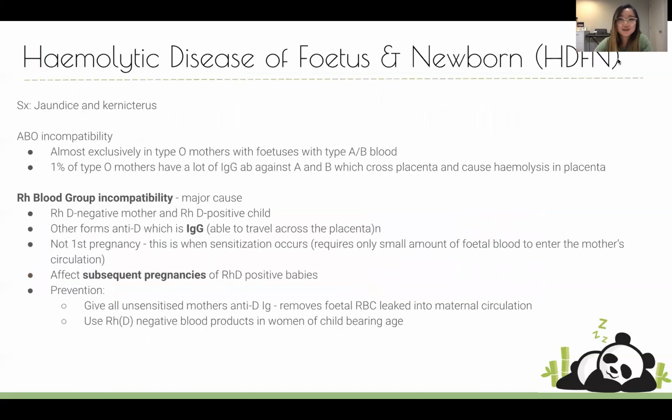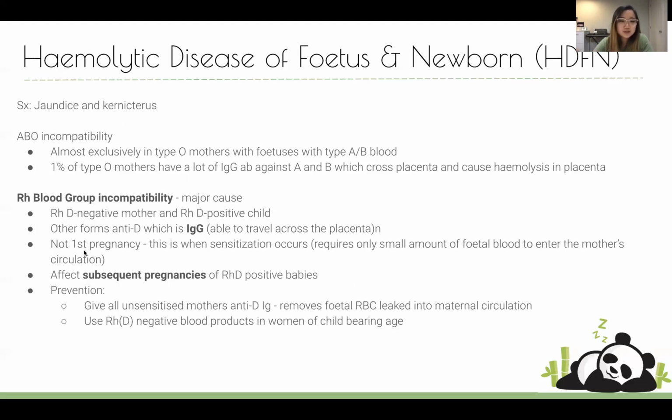Amazing. So hemolytic disease of the fetus and newborn, so HDFN. Basically, it's a jaundiced baby, and it happens very rarely with ABO incompatibility, but mainly it's due to Rh blood group incompatibility between the mother and the child. So the mother will be Rhesus blood group D negative, and then the baby will be Rhesus group positive. That means that the baby has the antigen, so positive blood cells, and the mum doesn't.